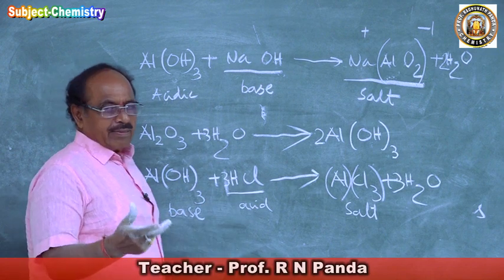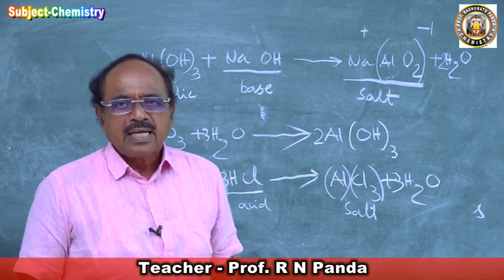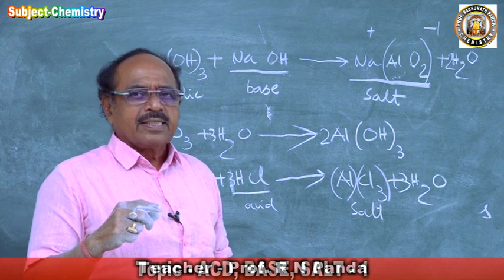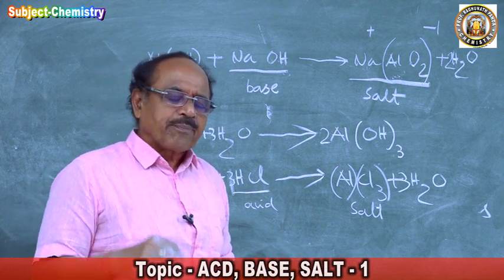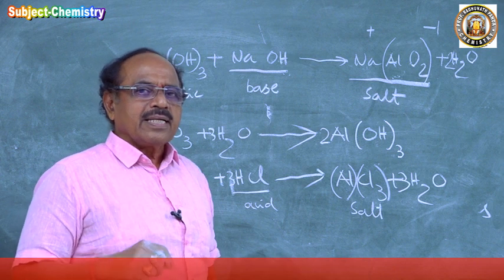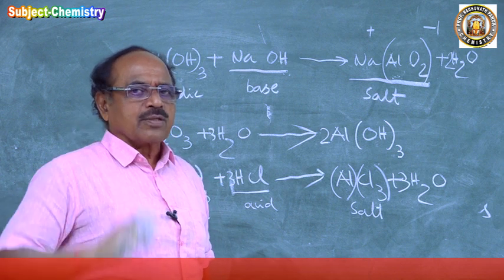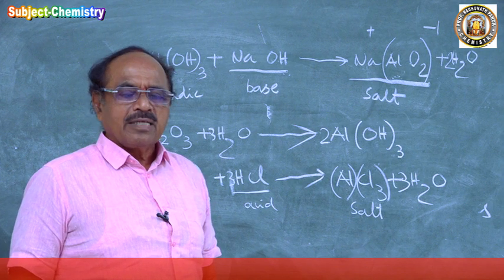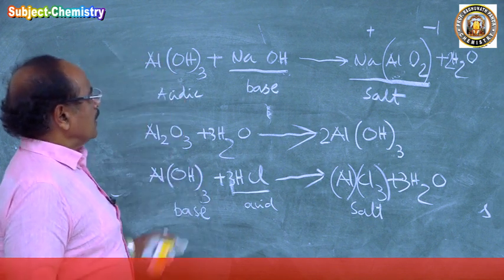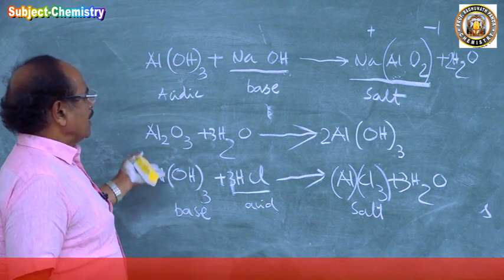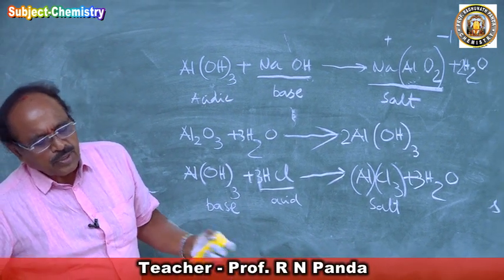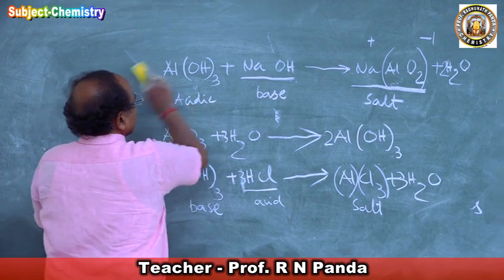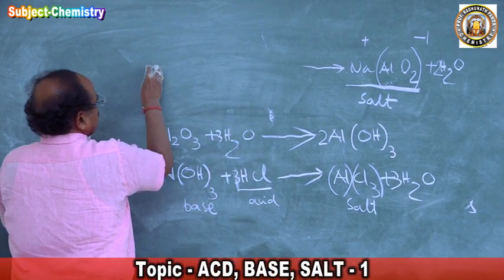If possible, I will show you in one class: aluminum hydroxide is a precipitate. If you go on adding sodium hydroxide to that, it will dissolve and form a clear solution, sodium meta-aluminate. So this is a salt. So we say that aluminum oxide is an amphoteric oxide.